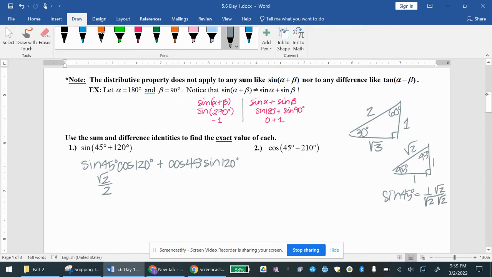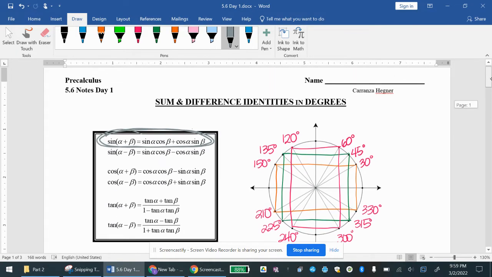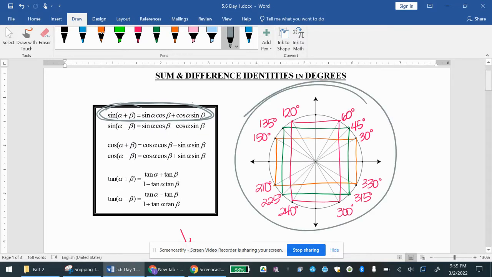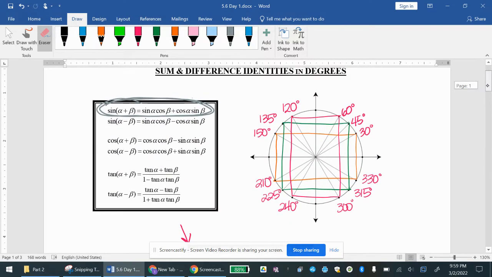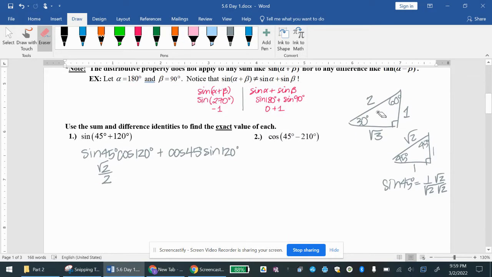Now cosine of 120, that's in quadrant 2. And again, feel free to look up here at this. 120 is in quadrant 2, and cosine is negative in quadrant 2. The reference angle of 120 is 60 degrees, so we're going to use the 60-degree angle in our triangles. Cosine of 60, which is our reference angle for 120, is adjacent over hypotenuse, so 1/2. But because it's in quadrant 2, it's going to be negative.